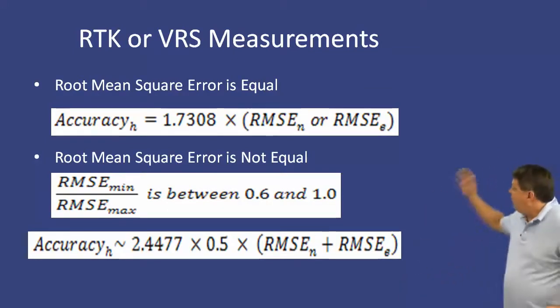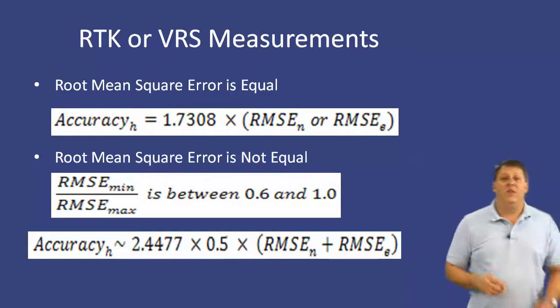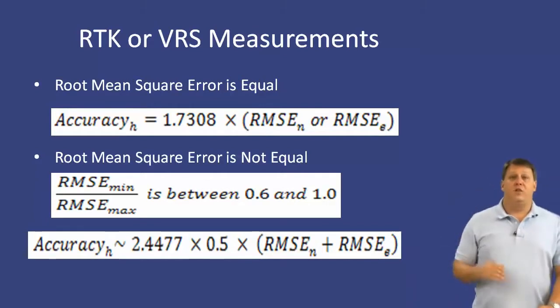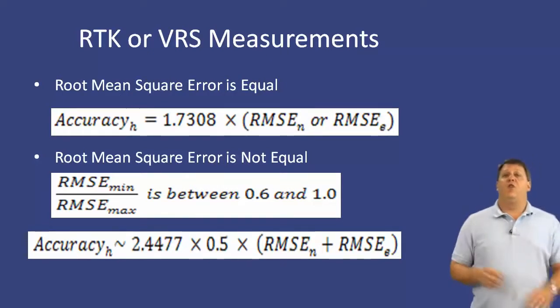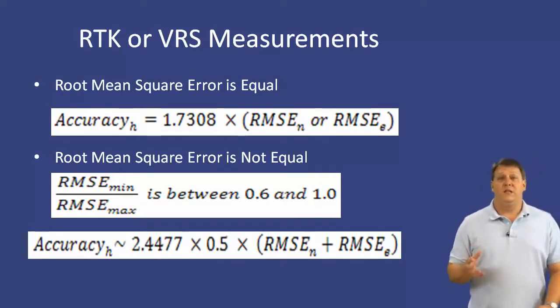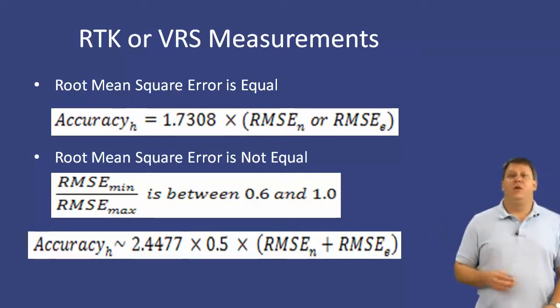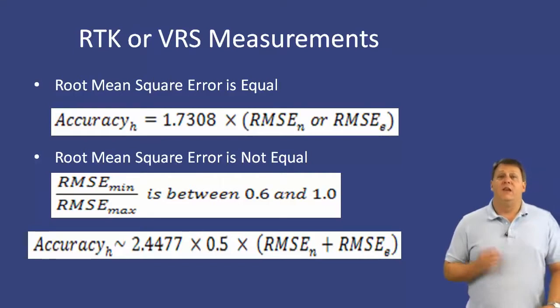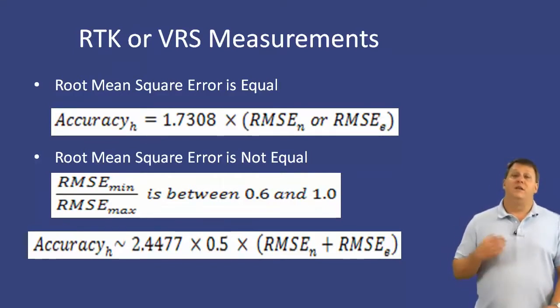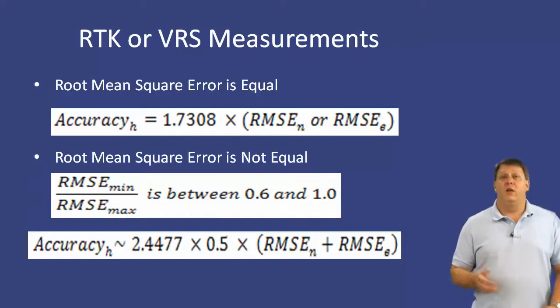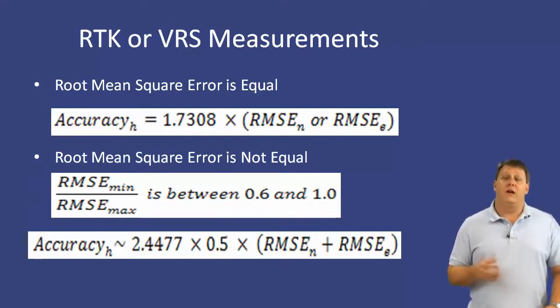Or we're going to have to perform our ratio test if our root mean square error is not equal, by taking the smallest value, dividing it by the largest one, and if that ratio falls between 0.6 and 1, then we can use the accuracy formula of 2.4477 times 0.5 times the addition of our root mean square error in northing plus our root mean square error in easting.